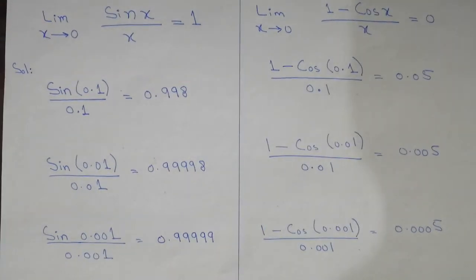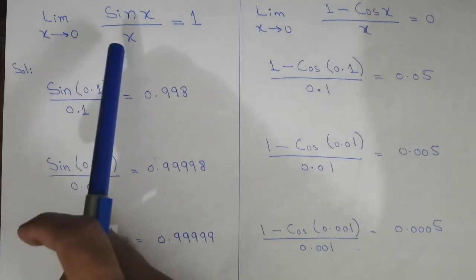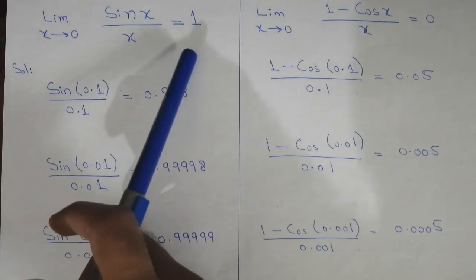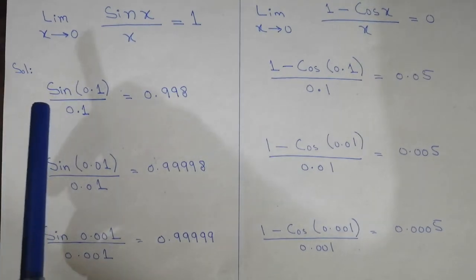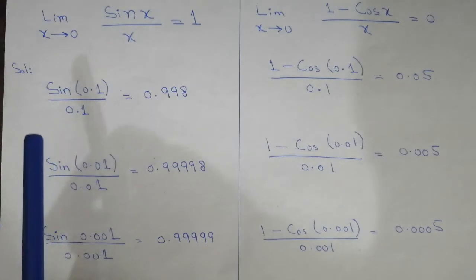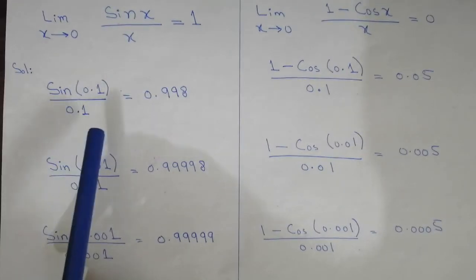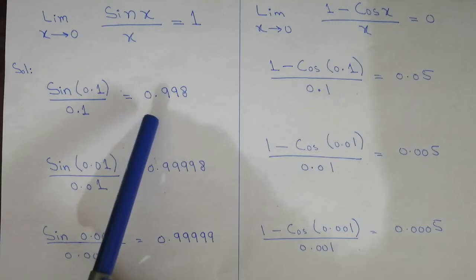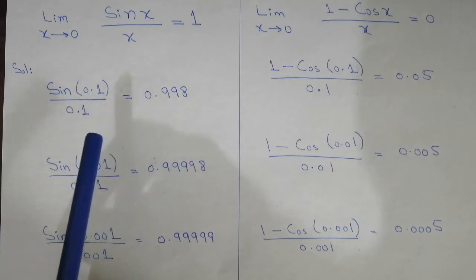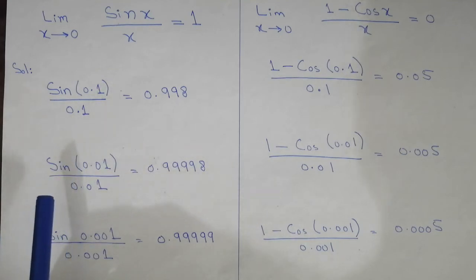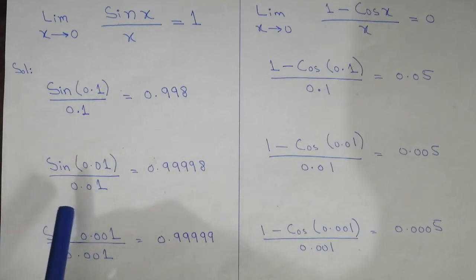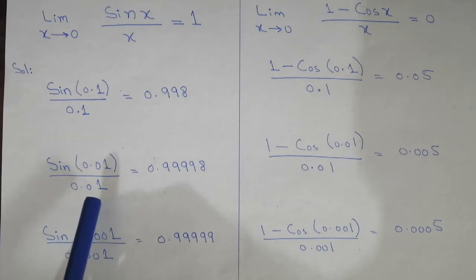In this video we will learn about the trigonometry involved in the limits. Now let's suppose here we have the question: limit x approaches 0 of sine x divided by x is equal to 1. Now in the first step, if we put 0.1 in place of x, then sine 0.1 divided by 0.1 will be equal to 0.998.